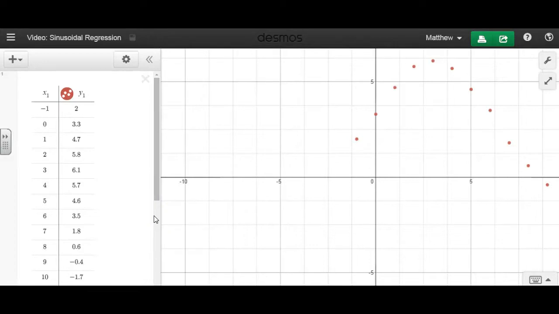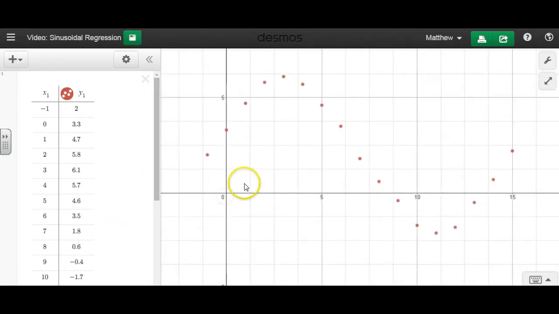Okay, so just something I noticed in the new Desmos. It wasn't quite as nice in the old one, so I'm going to go through it quickly here. I've got a table of values. This is for the assignment, in case you weren't sure. When I look at it, it does appear to be sinusoidal.